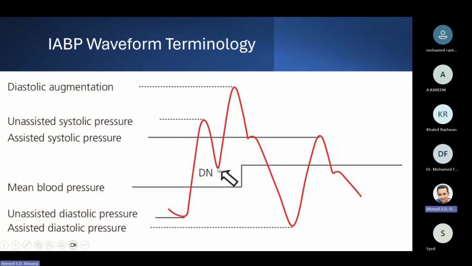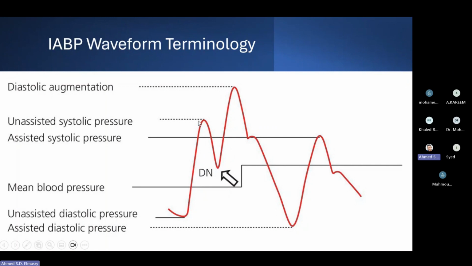Just prior to the dicrotic notch, the inflation point will happen here, where the balloon will start the inflation, leading to augmentation of the diastolic blood pressure, which is called diastolic augmentation. And the peak of the diastolic augmentation, ideally, should exceed the peak of the unassisted systolic pressure. And after some time, the inflation of the balloon will stay for some time. Then with the beginning of the systole, the intra-aortic balloon will start the deflation.